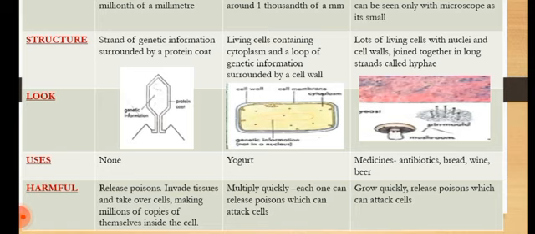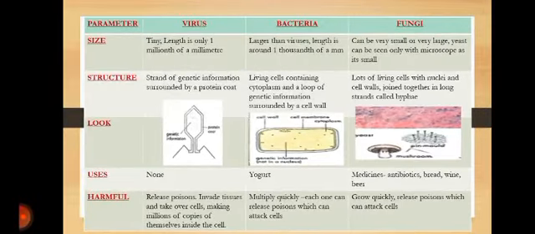So what is common in all the three? They grow, multiply quickly, and they release poisons which can attack the cells.